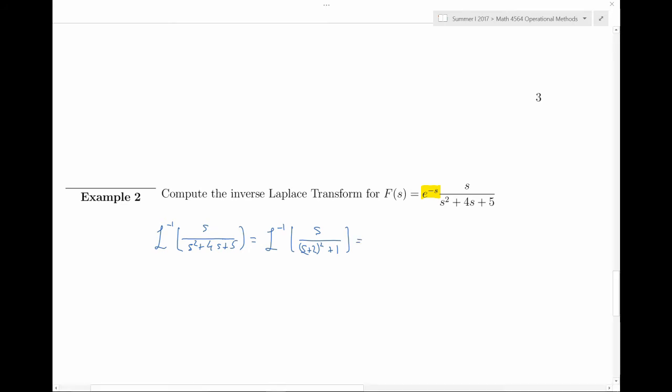We need to break the top into something with s plus 2, so since I added 2, I now have to subtract it. And the first looks like a shifted transform of the function cosine, and the second one looks like a shifted transform of the function sine.